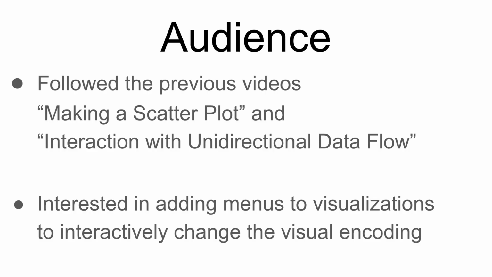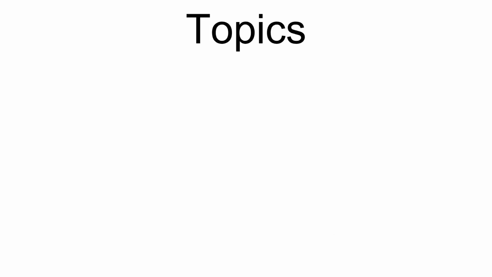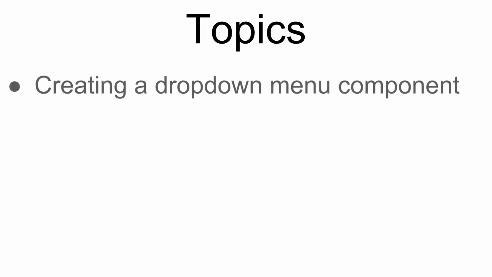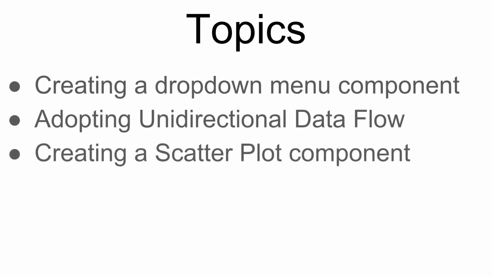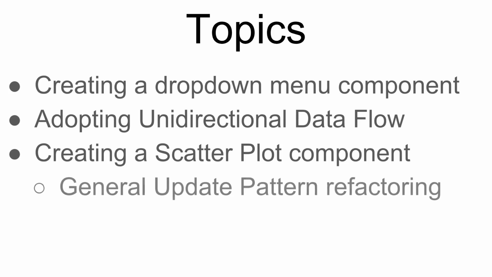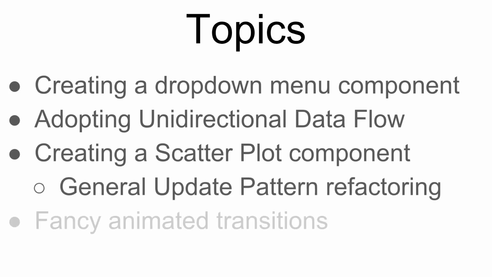If you followed the previous videos making a scatter plot and interaction with unidirectional data flow, and you're interested in adding menus to visualizations to interactively change the visual encoding, then this video is for you. The topics we're going to cover here include creating a drop-down menu component, adopting the unidirectional data flow pattern, creating a scatter plot component, and part of that will be a general update pattern refactoring of a static scatter plot example, and finally we're going to add some fancy animated transitions.